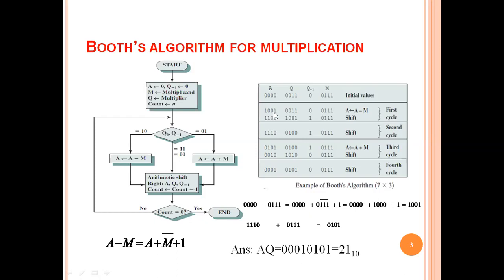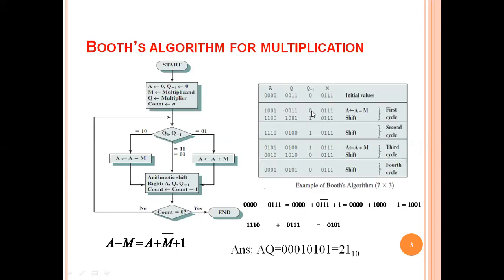Clear? Next step. What is the next step? Arithmetic shift. See, what is the arithmetic shift here? Arithmetic shift means we have to shift right the values which are stored in A, Q and Q minus 1. Arithmetic right shift means it will retain the sign value of A. See the example. Suppose this is the value A, Q, Q minus 1.